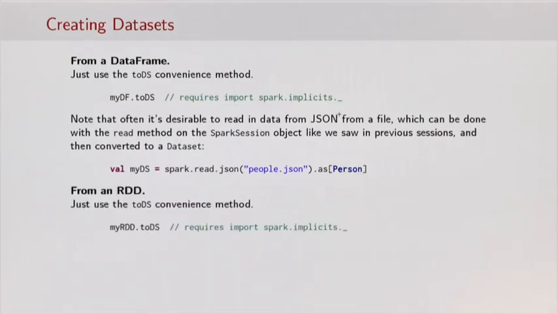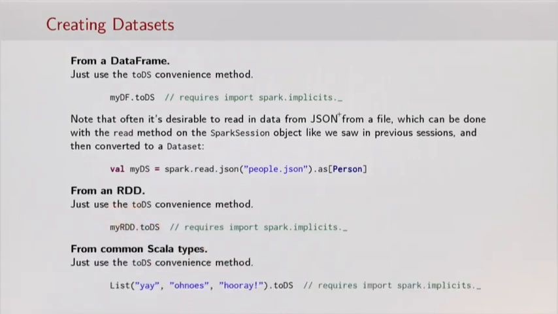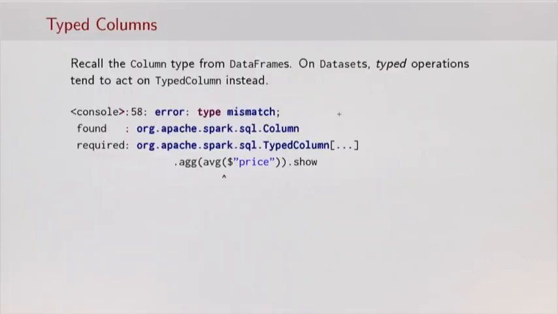We can also create a dataset from an RDD by using the same convenience method. And the same even goes for common Scala types. We can just call toDS on this list, for example, and there you go, we have a new dataset of type String.